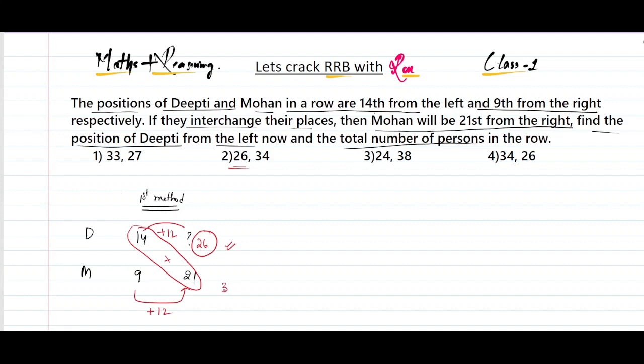14 plus 21, 35 minus 1, so 34 is the total number of members in a row. I will tell you the second method also. See the second method now.